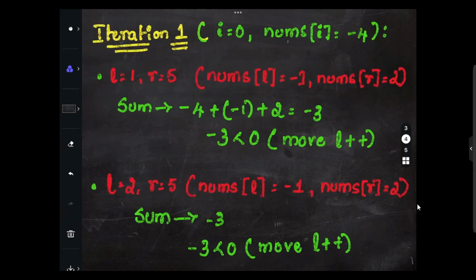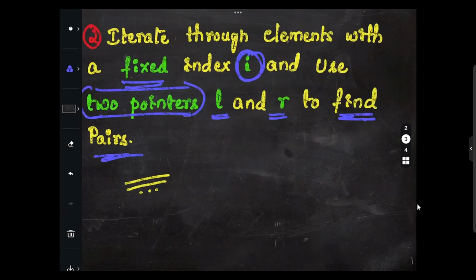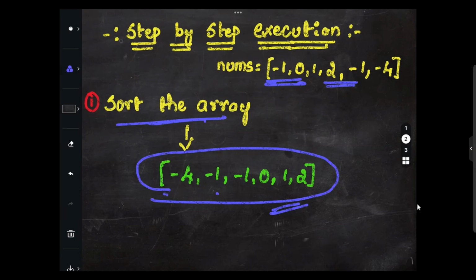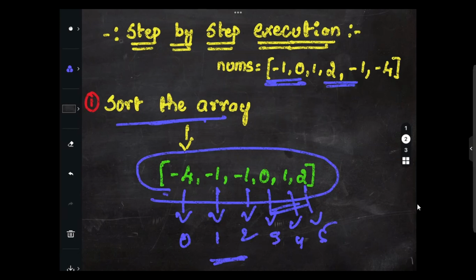So let's see the first iteration here. First iteration, I equals 0, means nums of I equals minus 4. I equals 0 in the sense, the first index, the 0th index. This is 0 based indexing, right? So after sorting the array, this is 0, this is 1, this is 2, this is 3, this is 4, this is 5. So we'll start from I equals 0 in this case.